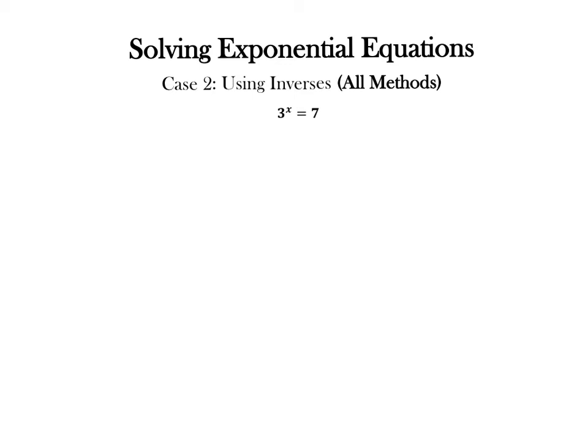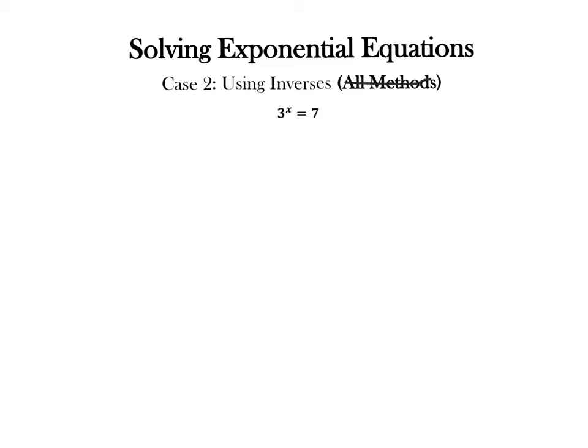Okay, so notice how we have an exponential equation because x is an exponent, and here we don't have any possible way of making these common bases. I cannot change a 7 into a 3 to some power, right? 3 to some power should give me 7. It's a little bit more complex than that. So because we cannot think of that easily, we're going to use the inverse method. I'm just going to write inverses.